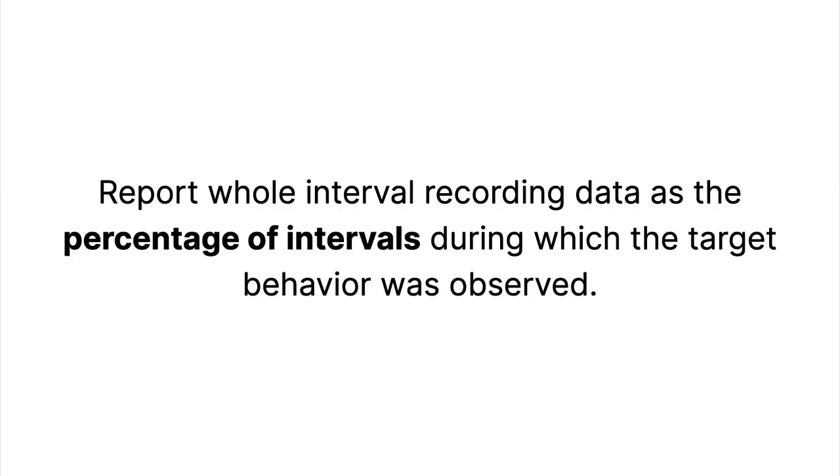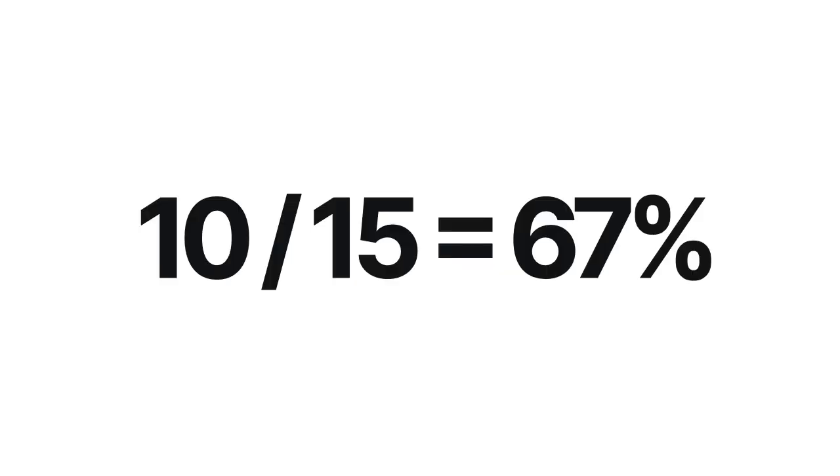Like partial interval recording, we typically summarize and report whole interval recording data as the percentage of intervals during which the target behavior was observed. For example, Cindy was observed participating during circle time throughout 10 of 15 intervals during our 45-minute observation period, or during 67% of our intervals observed.